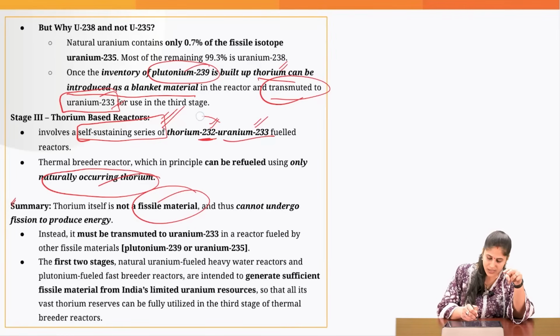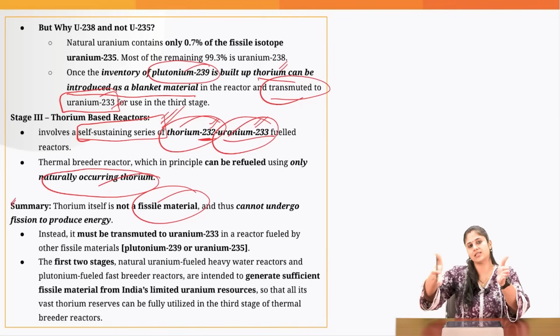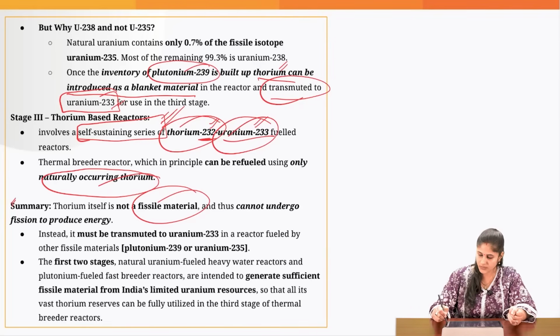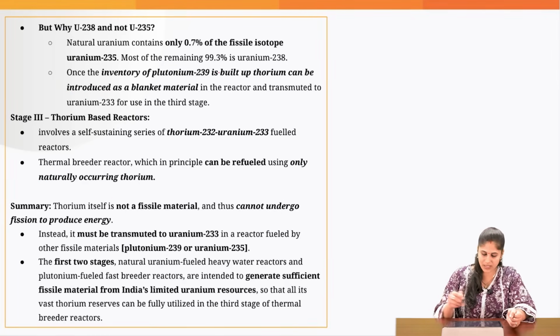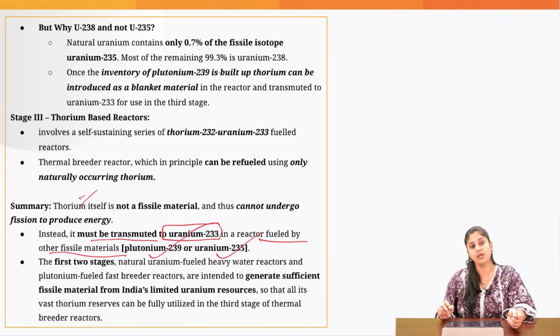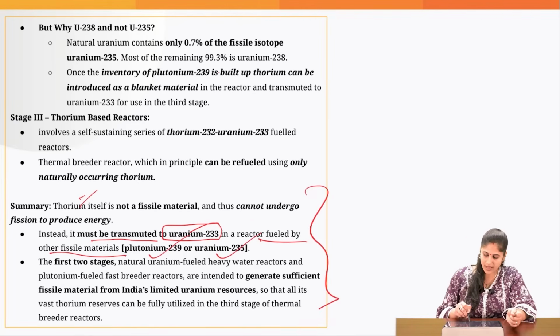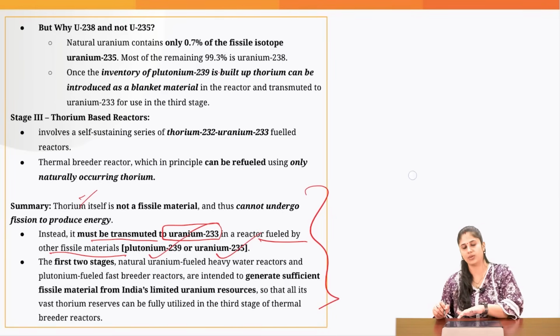Then the naturally occurring thorium and this uranium 233 isotope will be together continuing the self-sustaining fission reaction. Naturally occurring thorium cannot undergo fission to produce energy, so it needs to be transmuted to uranium 233 in a reactor fueled by other fissile material, that is plutonium 239 and uranium 235. That is why we break it down into three stages. That is the reason you cannot directly use thorium.